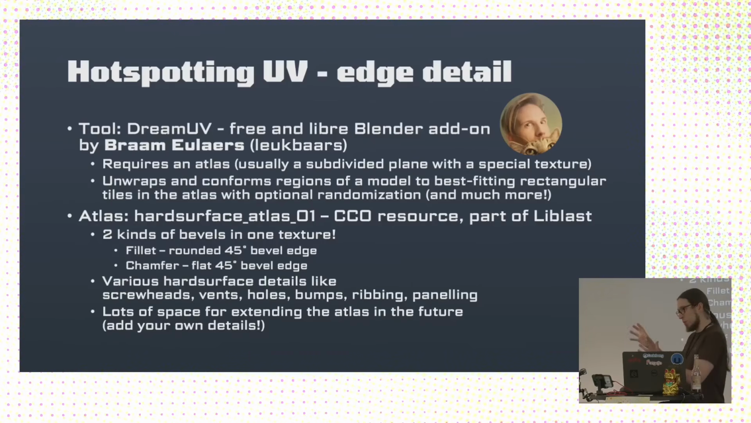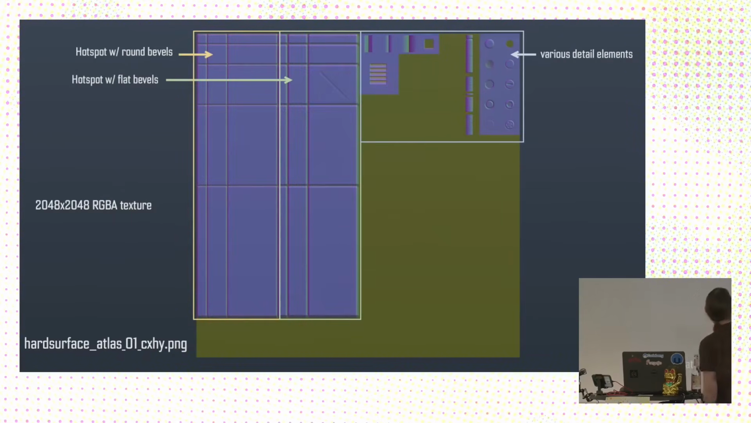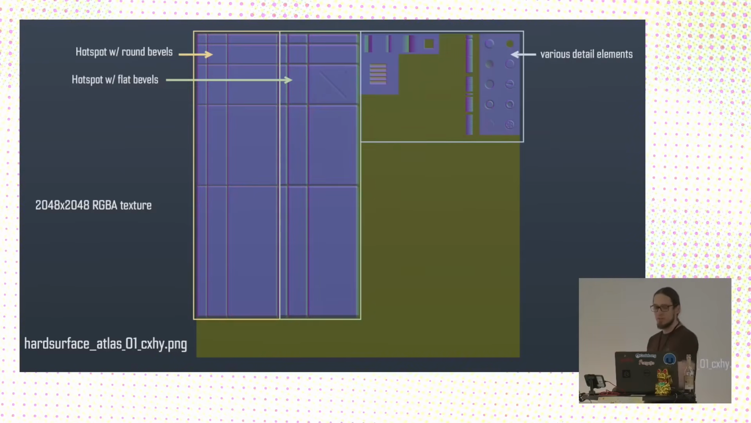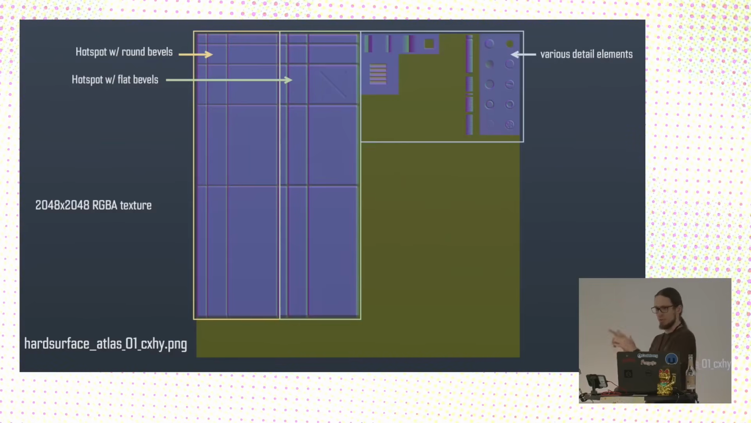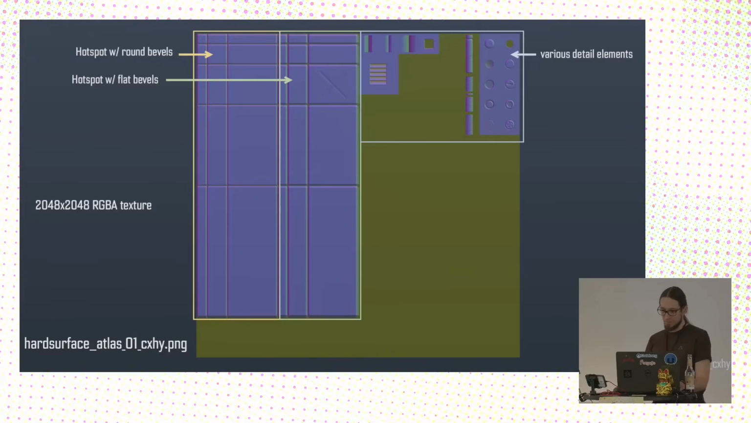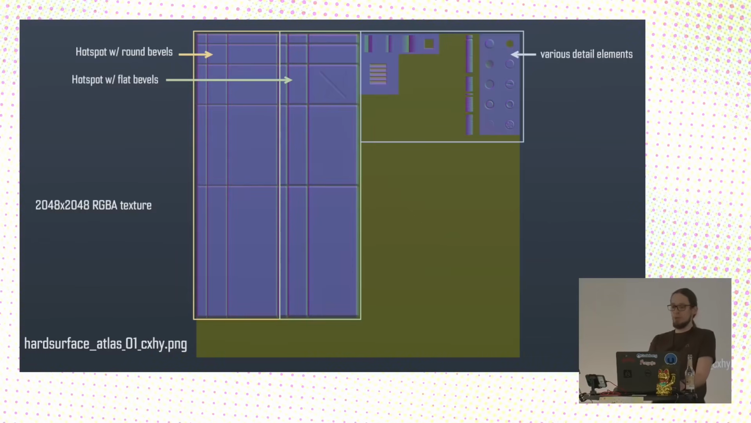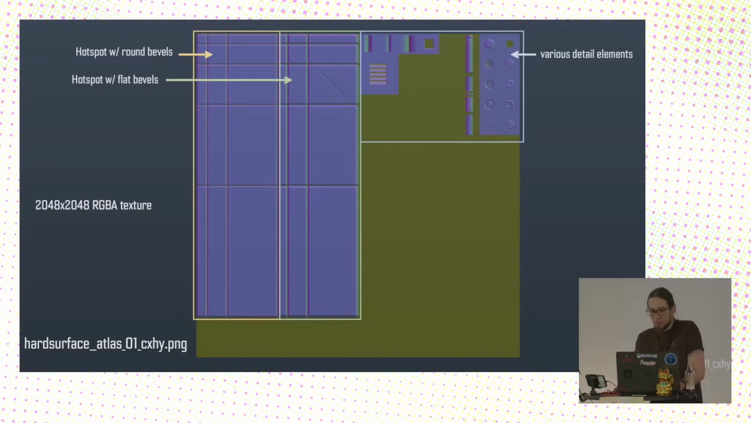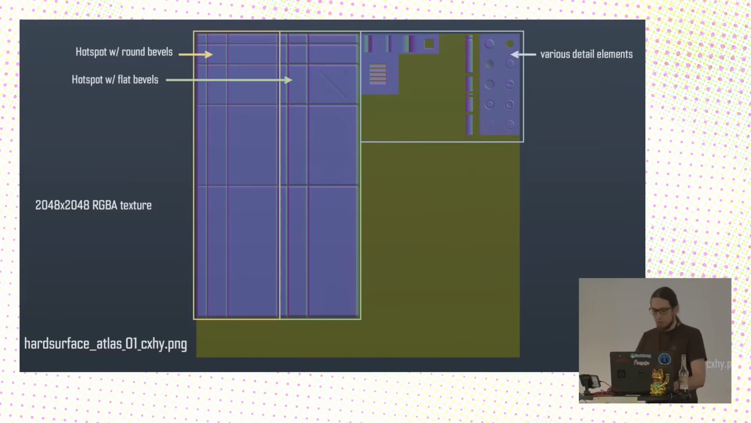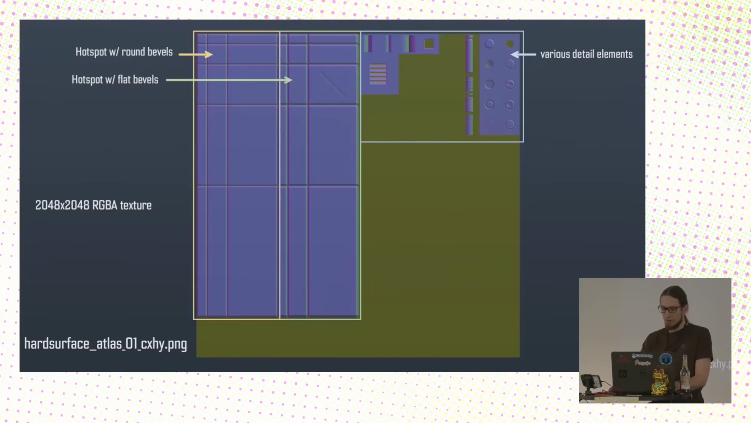It unwraps rectangular patches on your model and finds the appropriate part in an atlas. So here I have two segments for edge bevels. There are rectangles of different proportions, and Dream UV finds the one that matches best what you've selected on your model and just conforms it to that rectangle. There are also various details which I can put on the model to make it look like a high poly model. The detail is baked; this atlas was made in Blender and baked using GrabDoc, another instrumental add-on, but it's done once and then reused over and over in the entire game.